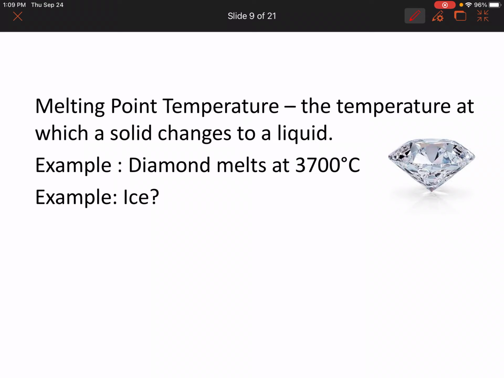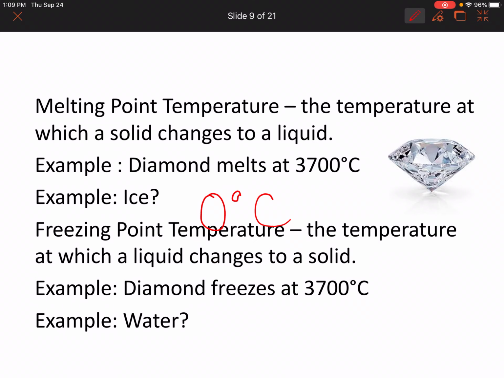Now, what about ice? What temperature does ice melt at? Hopefully you knew this. It would be 0 degrees Celsius. That's the temperature that ice melts at. Now, freezing point temperature is going to be the opposite. This is the temperature at which a liquid changes to a solid. So liquid diamond would freeze at 3,700 degrees Celsius. And what temperature does water freeze at? That's right, 0 degrees Celsius. So what do you notice about the melting point and the freezing point temperatures? They are always going to be equal to each other. By definition, those two things are equal to each other.